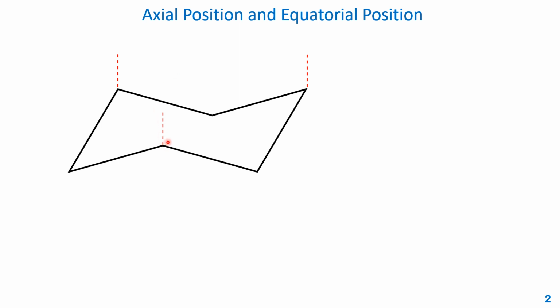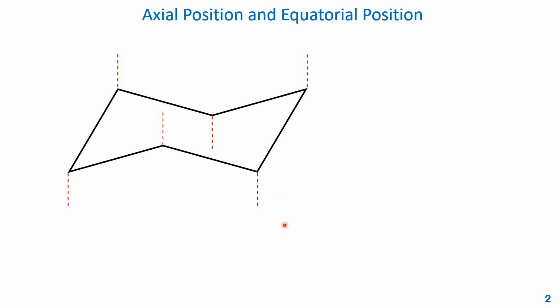There are three other axial positions, but they point down. This one down, another one from here down, and this one down. So there are six axial positions, three up and three down. This one, this one, this one. I use red color to show these axial positions.